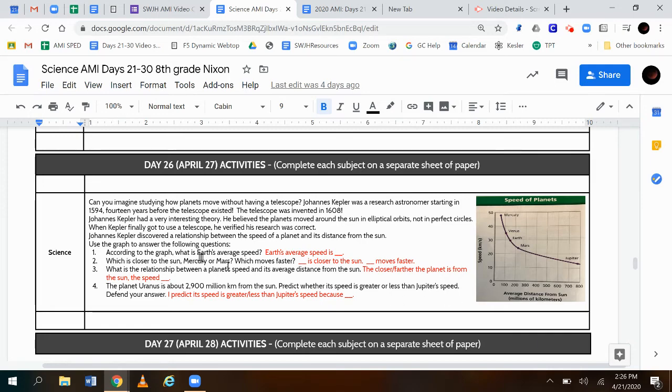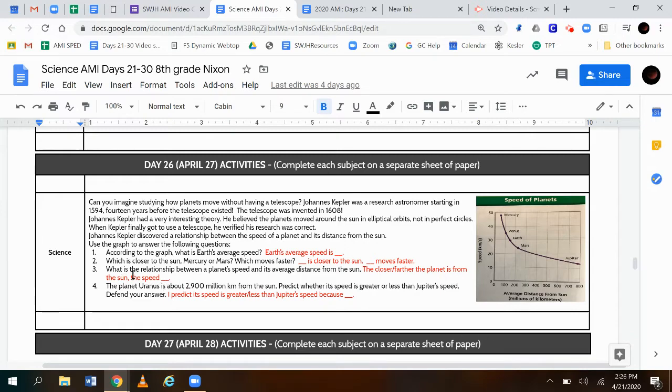So what is Earth's average speed? All you need to do is find Earth on this graph up here and then follow it on out to find the average speed. And then you would put kilometers per second.